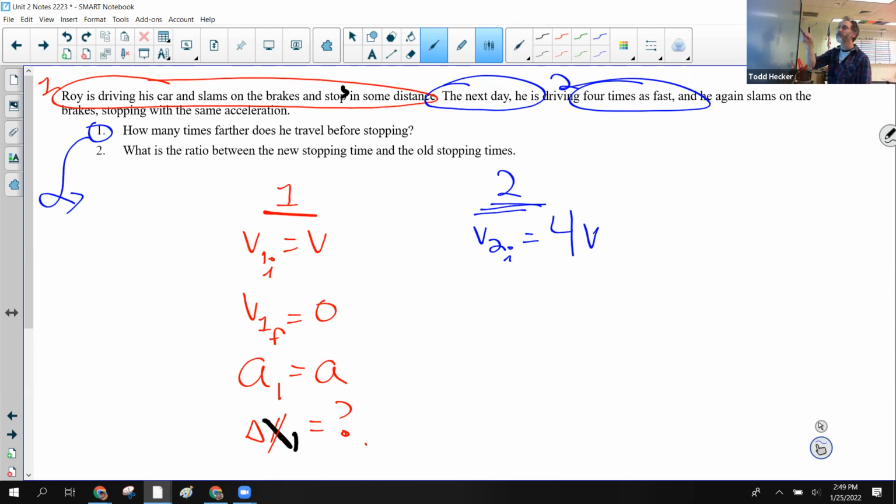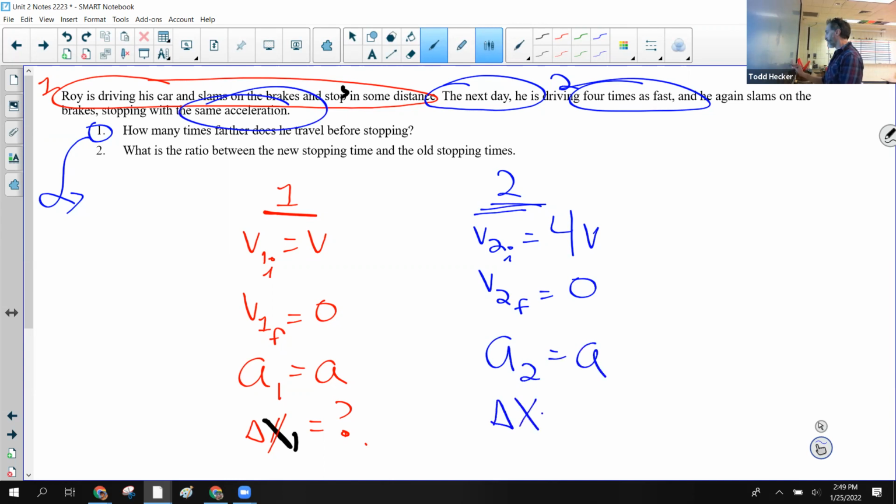So the initial velocity on day 1 is v. On day 2, it's 4 times as fast. Now, on day 2, we're still stopping. It tells us same acceleration. So the acceleration on day 2 is also a, and again, I'm interested in my stopping distance. Okay. This process is huge. These numbers are what are going to allow us to solve this problem. And it's weird because there sort of aren't any numbers, but I'm still writing out my givens.